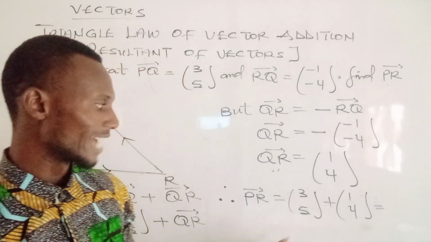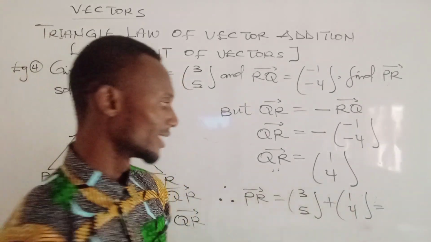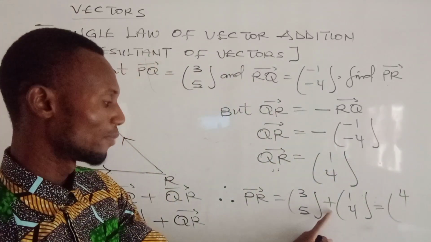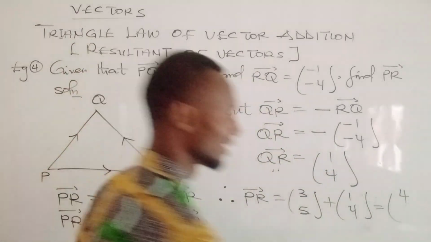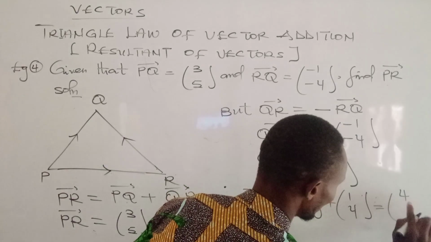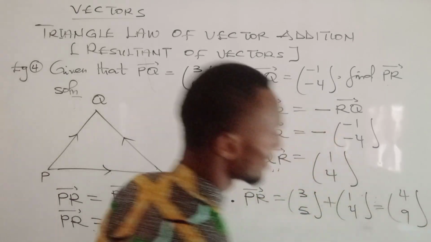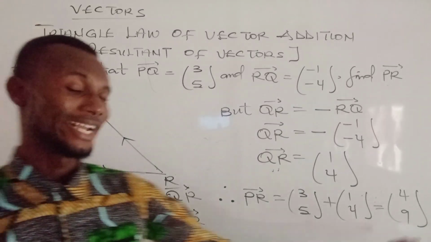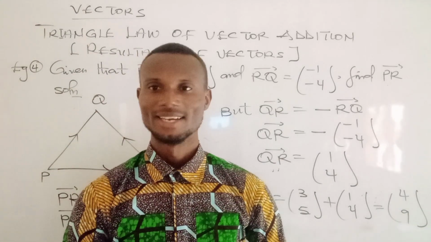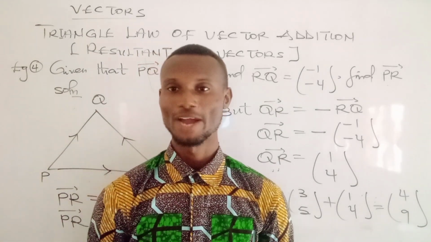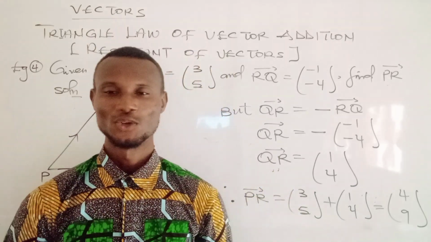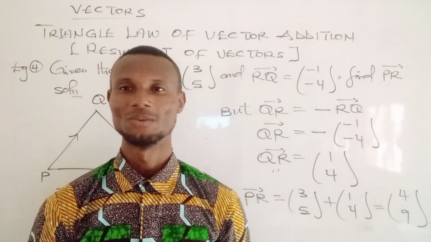So let's do the addition. 3 plus 1 gives 4. Then 5 plus 4 gives 9. So I'll have my final answer to be 4, 9. So the vector PR is 4, 9. That's the final answer. And I hope the explanation was clear enough and you understood it as well.